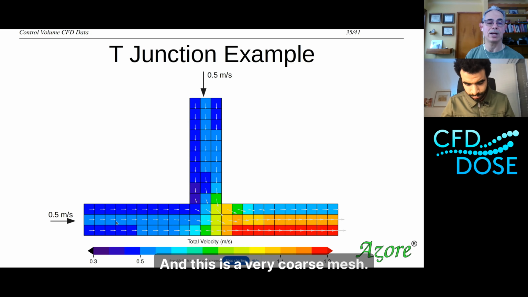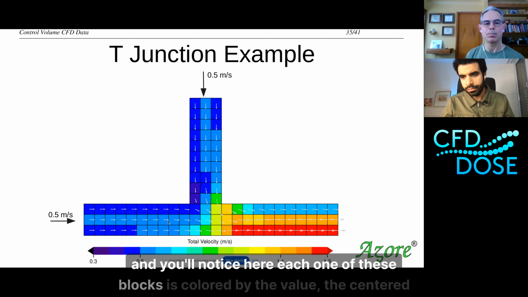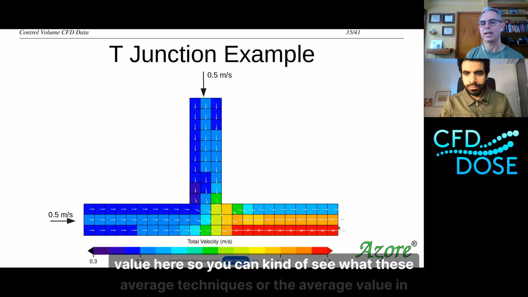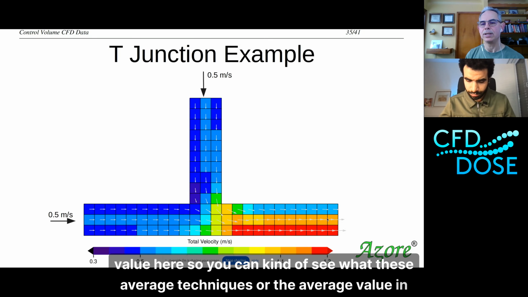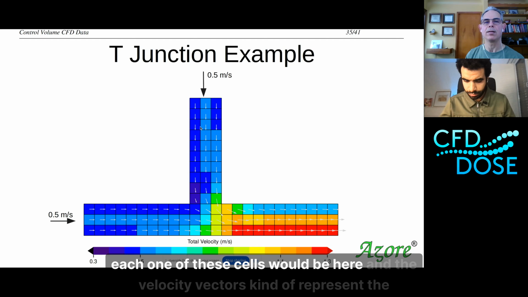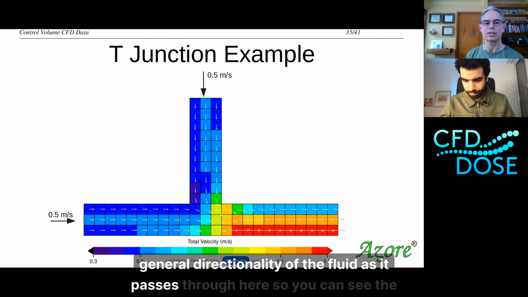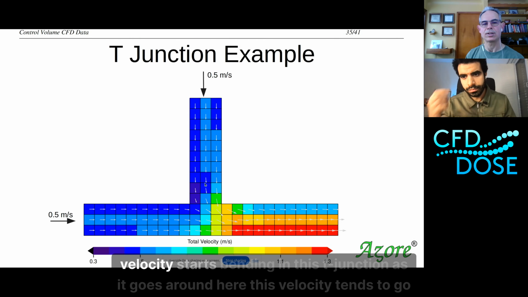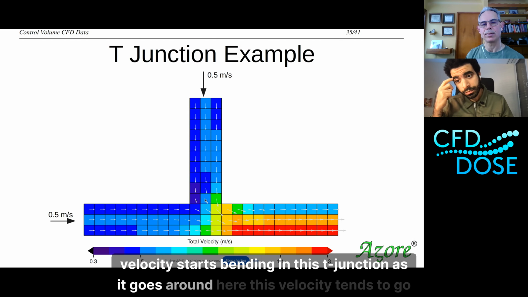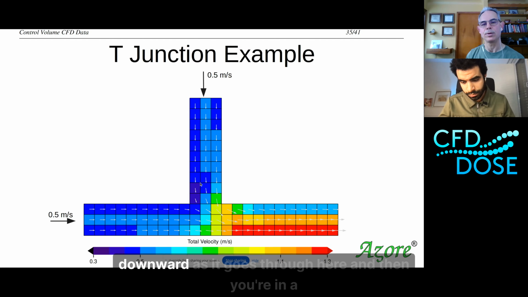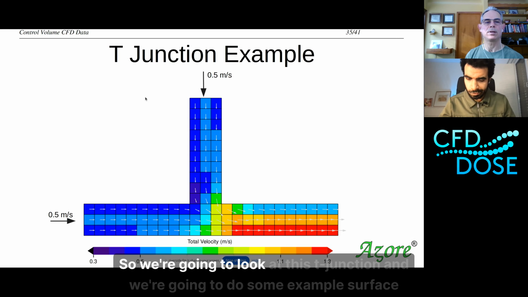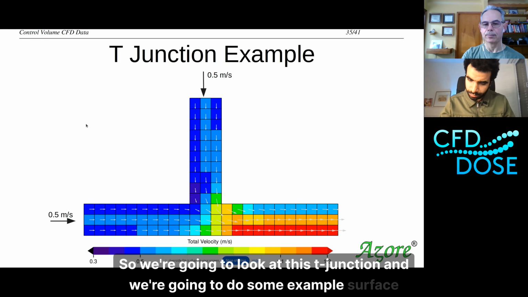And this is a very coarse mesh. And you'll notice here each one of these blocks is colored by the centered value here. So you can see what the average value in each one of these cells would be. And the velocity vectors represent the general directionality of the fluid as it passes through here. So you can see the velocity starts bending in this T-junction as it goes around here. This velocity tends to go downward as it goes through here, and then you end up with a little bit higher velocity down here.